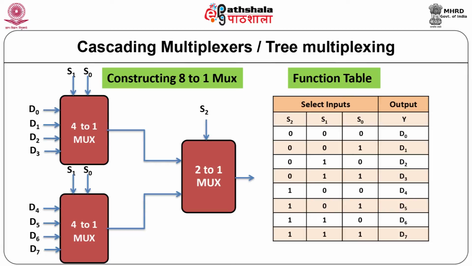Let us construct a similar 8-to-1 multiplexer using 4-to-1 multiplexers. The block diagram contains two 4-to-1 multiplexers and one 2-to-1 multiplexer. The MSB of the input select line is connected to the higher level multiplexer, and the lower level multiplexers receive S1 and S0. As seen from the function table, when S2 is 0, the first 4-to-1 multiplexer will send any one of the inputs to the final output, whereas when S2 is 1, the second multiplexer will transfer the data from D4 to D7 to the final output. So, the function table is self-explanatory.